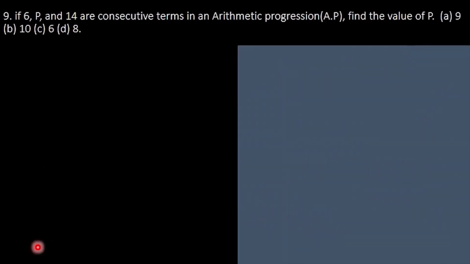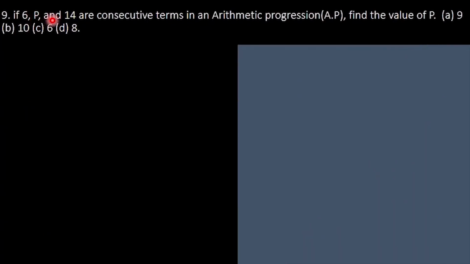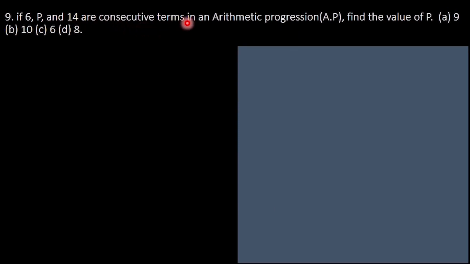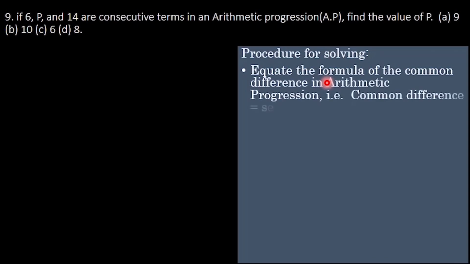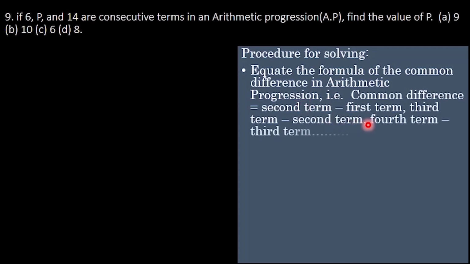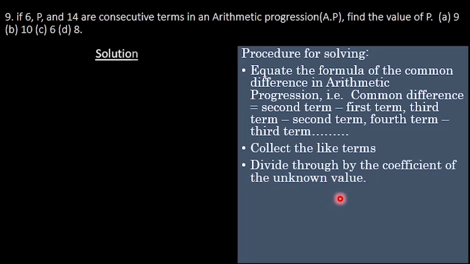Question 9. If 6, p and 14 are consecutive terms in an arithmetic progression, find the value of p. Let's check the procedure for solving this. The first step here is to equate the formula of the common difference in arithmetic progression. That is, common difference is equals to second term minus first term, third term minus second term, fourth term minus third term. The second step here, we collect like terms, and then we divide through by the coefficient of the unknown value. Now let's check the solution.